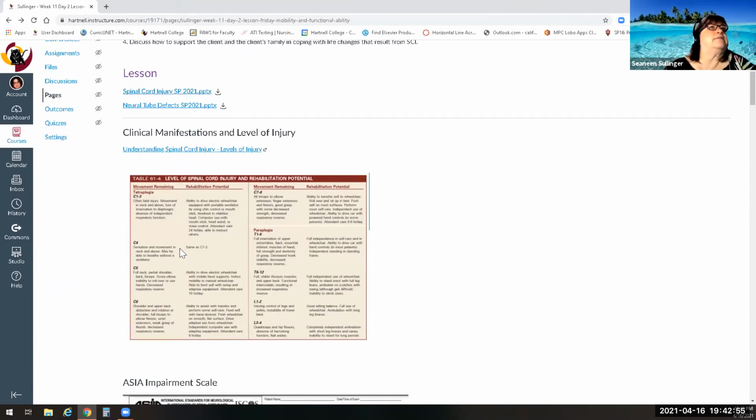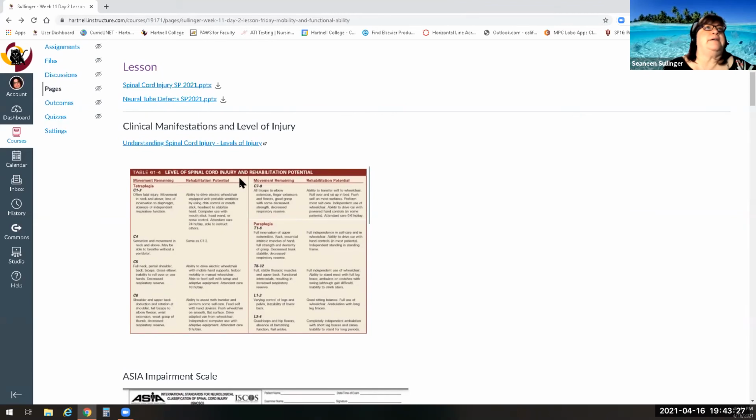I don't know if you can see that very well, but this is a chart that actually goes through and sort of lays it out for you. What's tetraplegia, what's paraplegia, what the level of injury is, but it also shows you the rehab potential. So we want the client to be as independent as possible, right? That's always our goal, right? And so, doing the teaching and having them in ARU or different places like that is the goal. So this sort of gives you an idea of that.